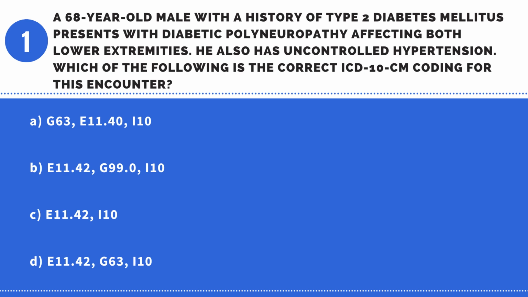Question 1. A 68-year-old male with a history of type 2 diabetes mellitus presents with diabetic polyneuropathy affecting both lower extremities. He also has uncontrolled hypertension. Which of the following is the correct ICD-10 CM coding for this encounter?